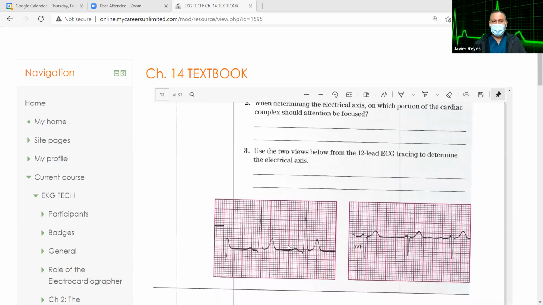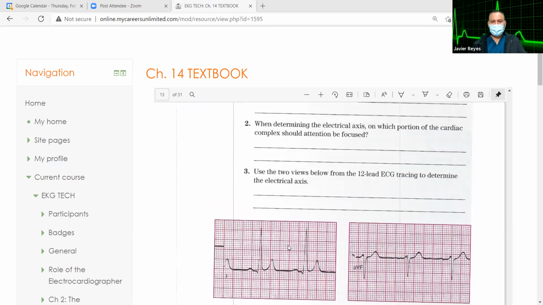Anybody? The R wave. Okay, or QRS complex. That's what you're going to be looking at when you're determining the electrical axis, whether it is normal, or shifted to the left or to the right or extreme right. You're going to look at the QRS complex.